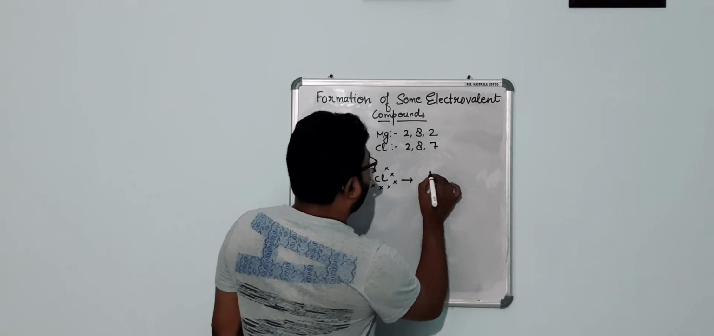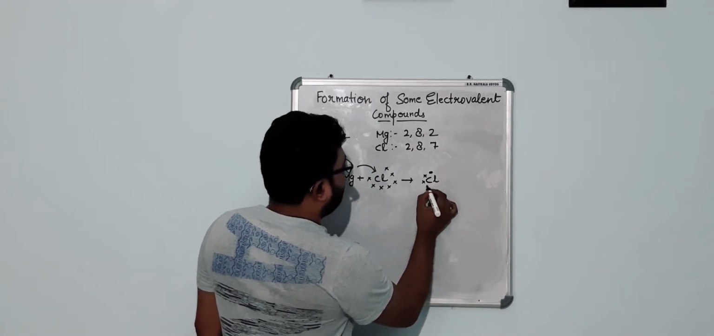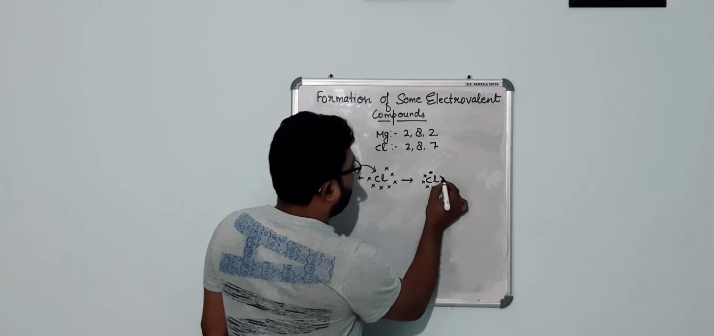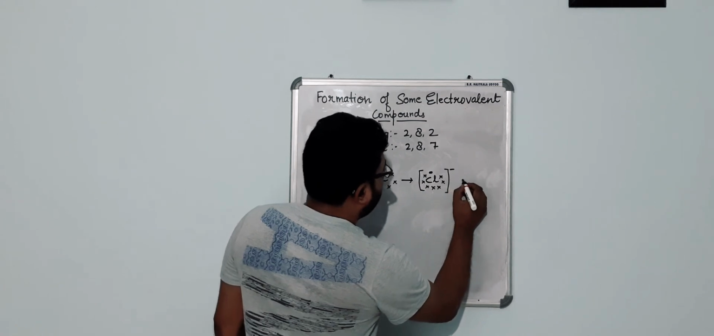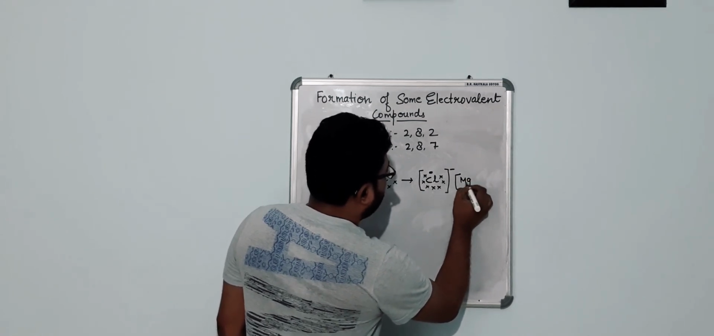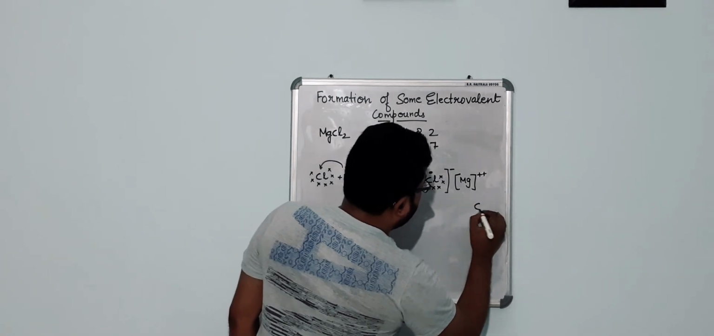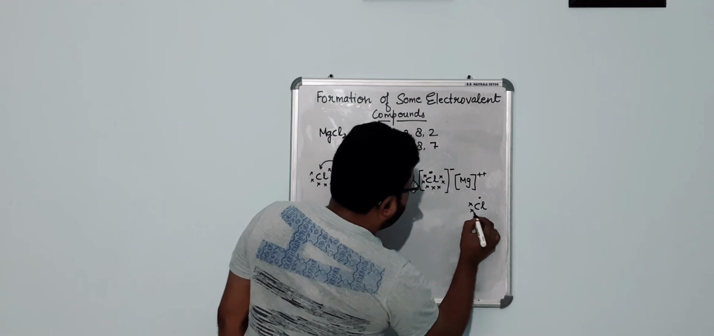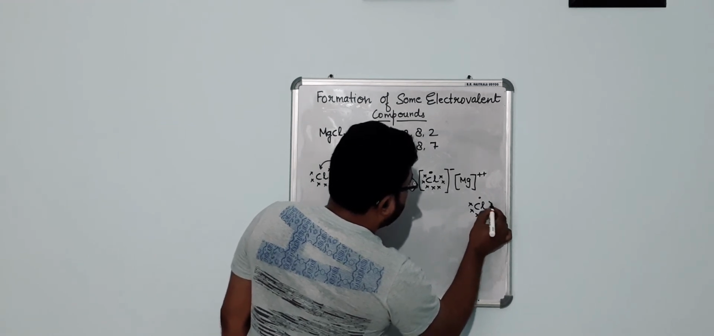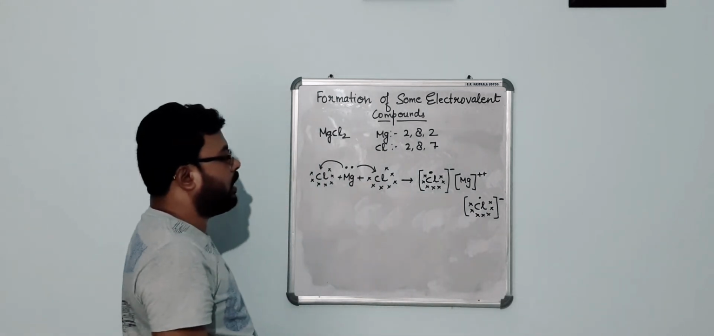So we have chloride ion with 1, 2, 3, 4, 5, 6, 7 and 8. It has got a negative charge. And then we have magnesium with 2 positive charges. Then there is another chloride ion. Okay, I don't have space here, so I'm just making it like this: 1, 2, 3, 4, 5, 6 and 7. And then there is a negative charge.